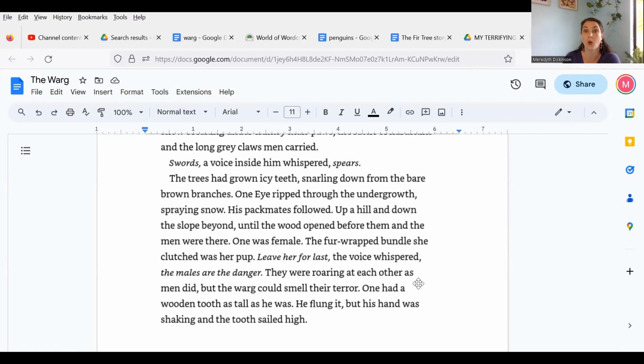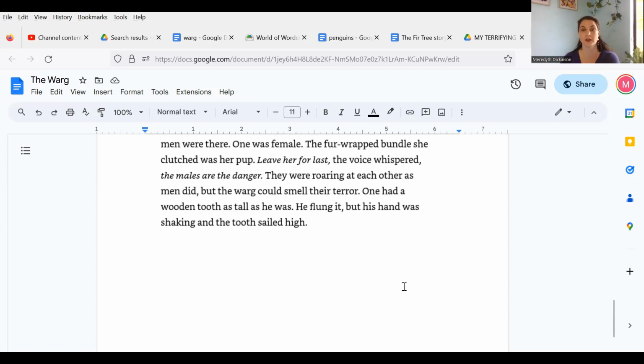His packmates followed, up a hill and down the slope beyond, until the wood opened before them and the men were there. One was female. The fur-wrapped bundle she clutched was her pup. Leave her for last, the voice whispered. The males are the danger. They were roaring at each other as men did, but the Warg could smell their terror. One had a wooden tooth as tall as he was. He flung it, but his hand was shaking and the tooth sailed high.